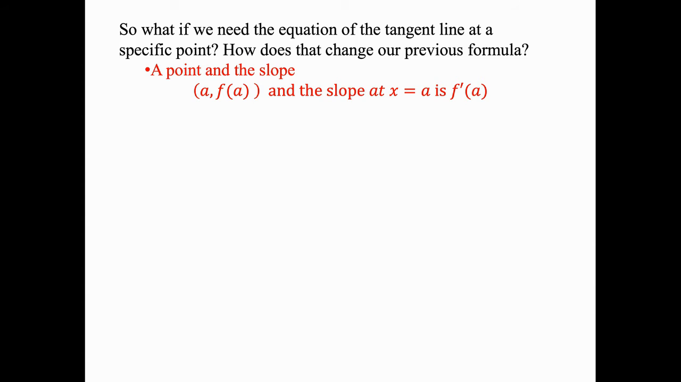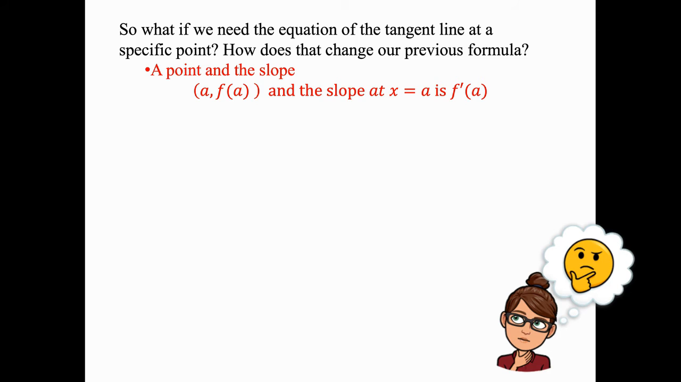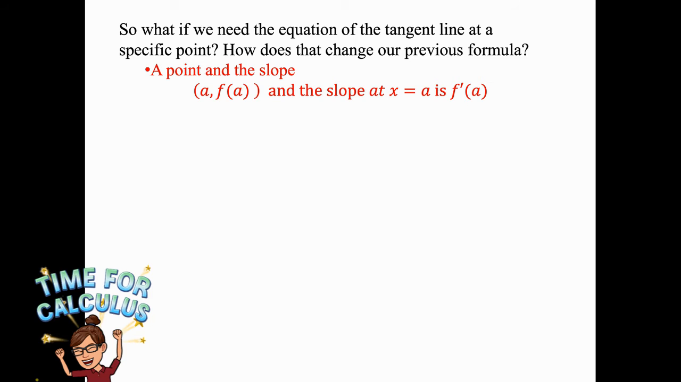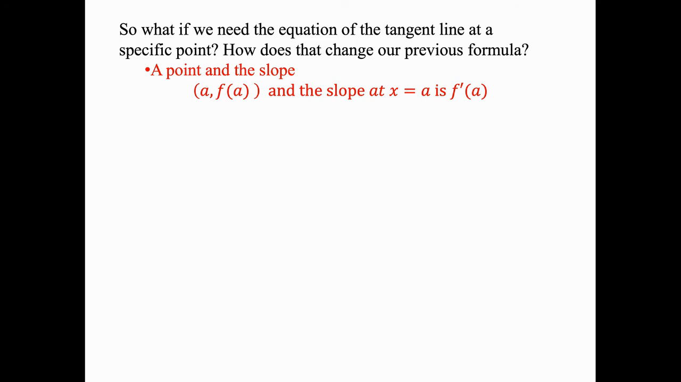how does our previous formula change? Well, our point is a particular x value, and so it's just (a, f(a)). f(a) just represents what is the output at a. But notice the slope we're calling f prime, because remember, the derivative represents the slope of the tangent line. Okay, so that's important to remember that concept. The derivative is used to find the slope of the tangent line. The regular slope formula is used to find the slope of the secant line, which is the average rate of change.